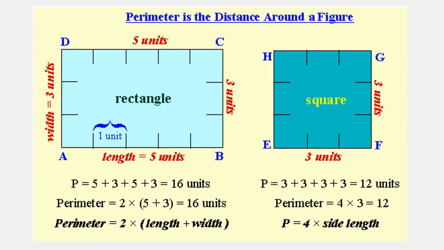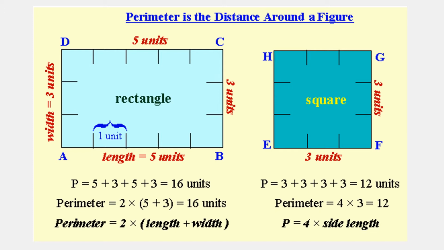Now with these two figures you will learn how to find the formula of perimeter of rectangle and perimeter of square. Now perimeter is the distance around a figure. Suppose you take this first figure, rectangle. Here the length, the longer side, is given as 5 units and width, also called breadth, is 3 units. Now perimeter is sum of all the sides. So 5 plus 3 plus 5 plus 3 comes out to be 16 units.